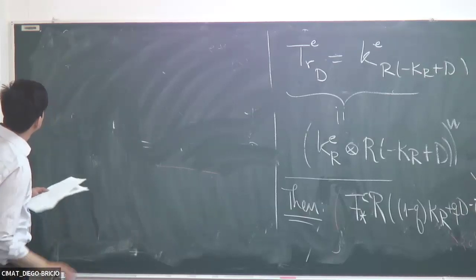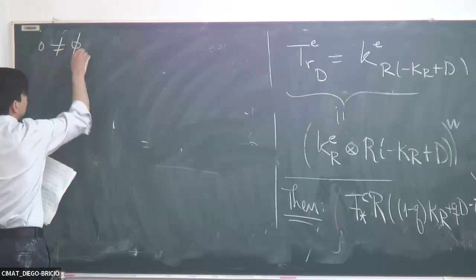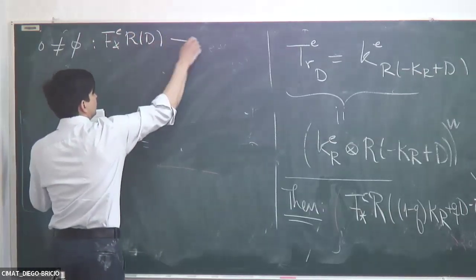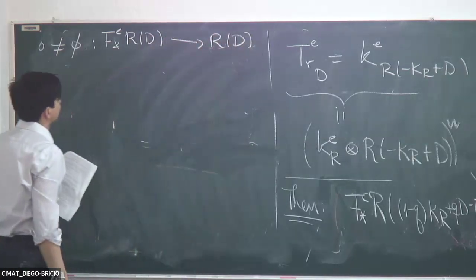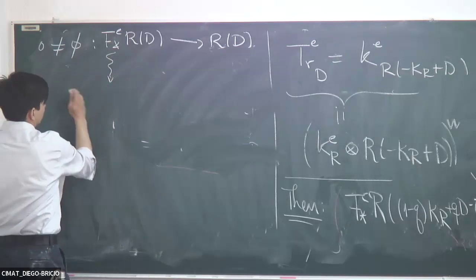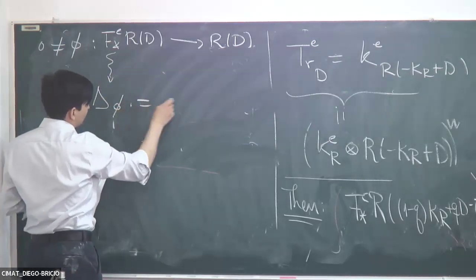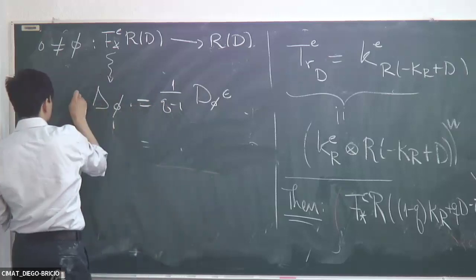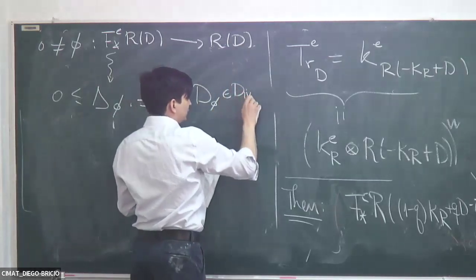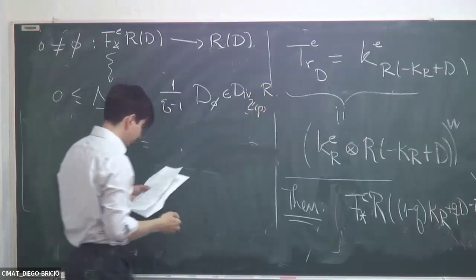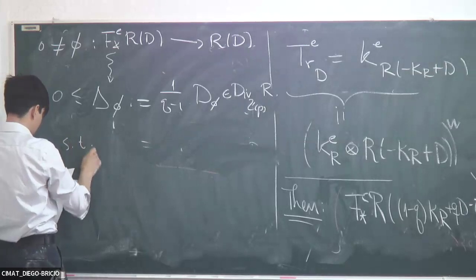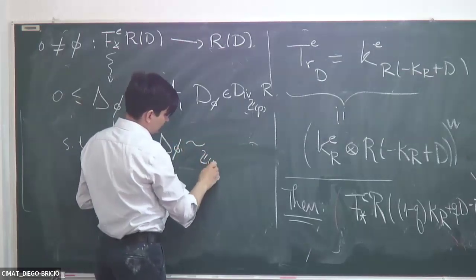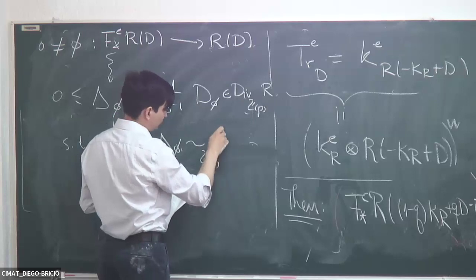So to recap, if we have a non-zero phi from here to here, then to this phi we're going to attach a delta, which by definition is d phi divided by q minus 1, and it is an effective Z_(p) divisor over R. It has the property that when you add it to the canonical divisor, you get something that is Z_(p)-linearly equivalent to D.